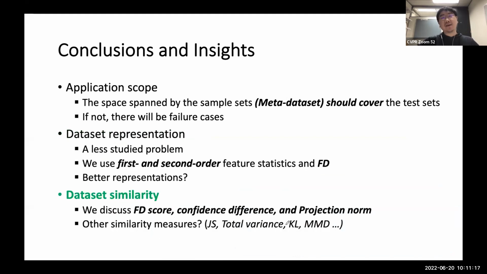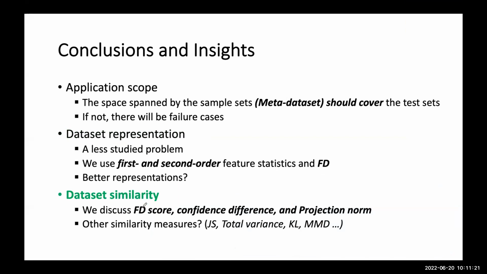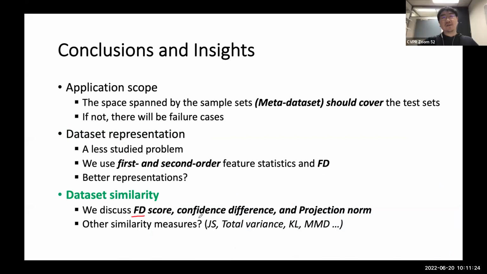Okay, so the last thing is dataset similarity. In this talk, we discussed feature distance, confidence difference and projection norm. These are all methods to characterize the similarity between datasets. So can we try other similarity measures, or can we even try to learn a similarity measure? I think that's also very interesting.